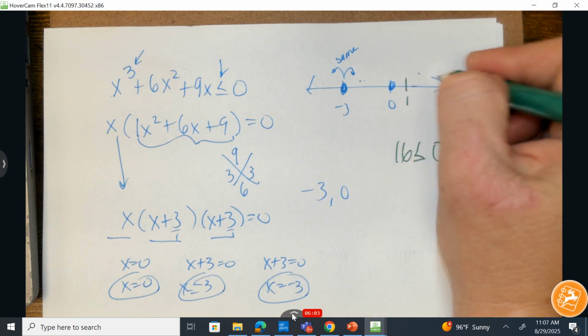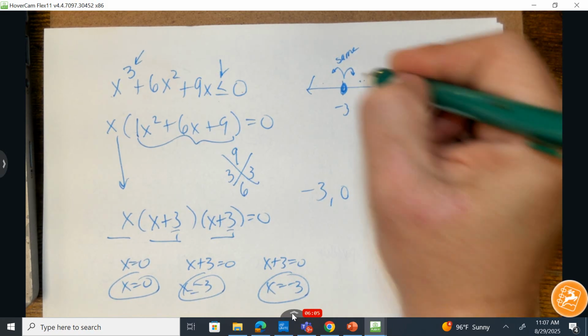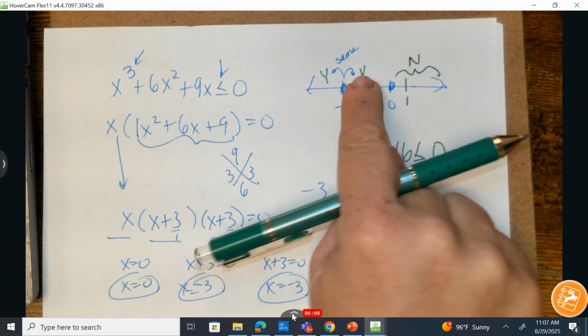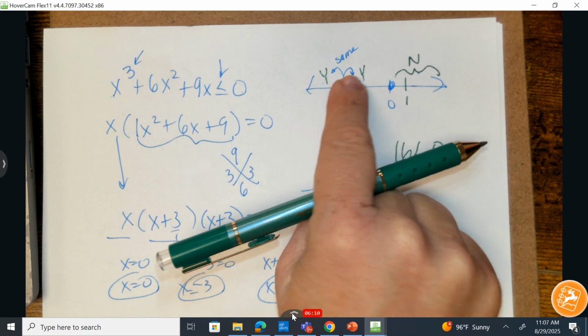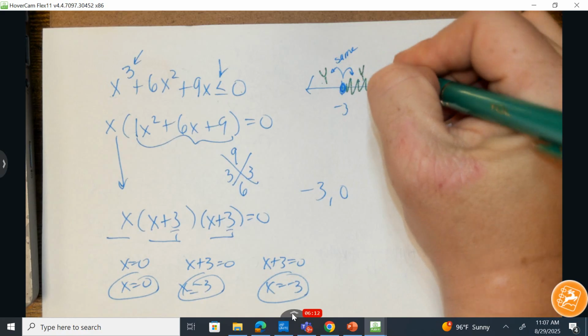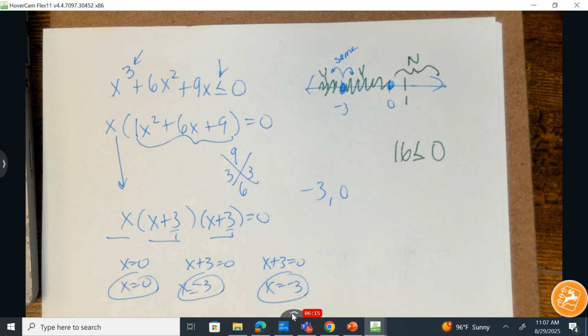So I tested 1, which is over here. This is my testing, and it was a no. And so then it's yes, yes, because it has to alternate, but these also have to be exactly the same on opposite sides. Wherever it's a yes, I'm going to go ahead and shade that.